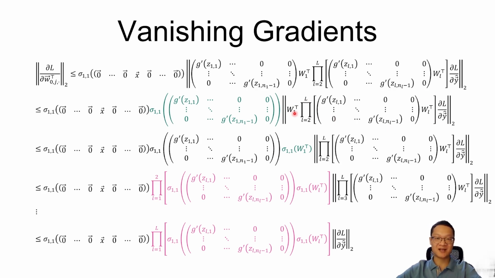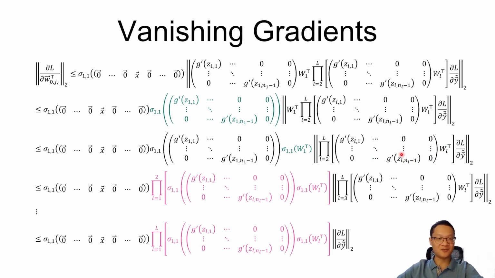So W1 transpose can then be taken outside with the less than or equal to sign, of course. So now we have sigma 1 of W1 transpose times the 2 norm of the vector, everything else. We can imagine we can repeatedly do this. Each time we can pull out this diagonal matrix, and then using a less than or equal to sign, we can turn this into a sigma 1 of this matrix. And then we can do that again with the next W weight, right?